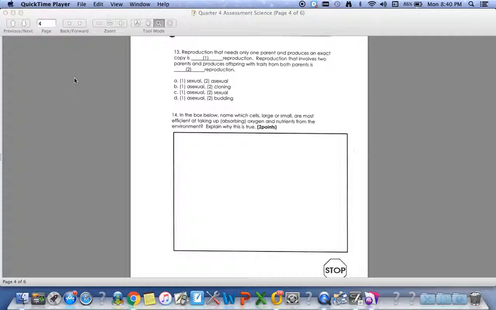I'll read the paragraph again. Reproduction that needs only one parent and produces an exact copy is blank production. Reproduction that involves two parents and produces offspring with traits from both parents is called blank reproduction. Number 14. In the box below, name which cells, large or small, are most efficient at taking up, absorbing oxygen and nutrients from the environment. Explain why this is true for 2 points.